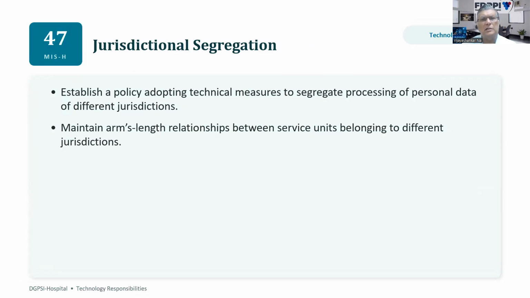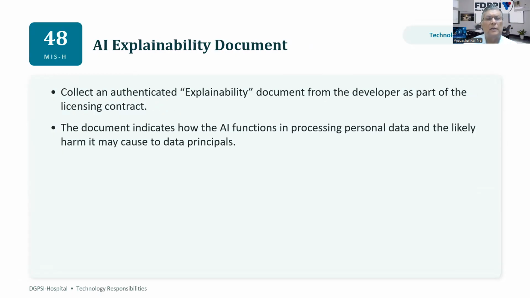47 is jurisdictional segregation: establish a policy adopting technical measures to segregate processing of personal data of different jurisdictions if it is required. Maintain an arm's length relationship between the service units belonging to different jurisdictions, maybe GDPR or some other jurisdiction. 48 is about the AI explainability document. Collect an authenticated explainability document from the developer as part of the licensing contract. In case it is developed in-house, then that team will have to develop the explainability document.